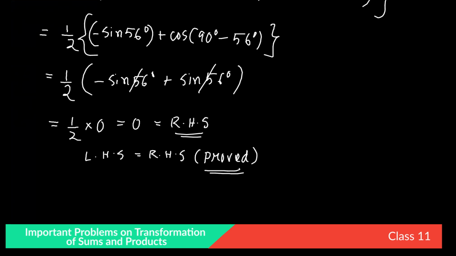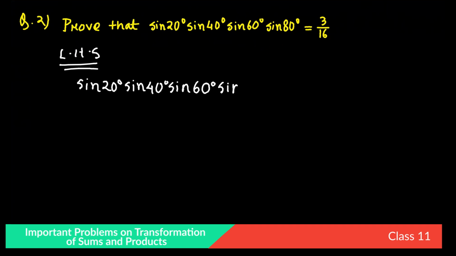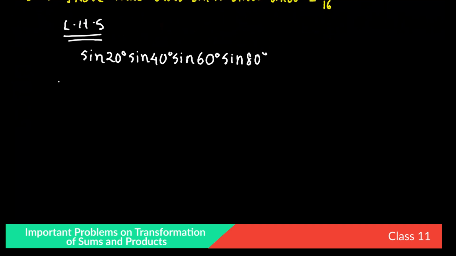Okay, now we move on to the next question. It is said that prove that sine 20 degree, sine 40 degree, sine 60 degree into sine 80 degree is equal to 3 by 16. So we take the LHS: sine 20, sine 40, sine 60 and sine 80. Now we already know that the value of sine 60 is root 3 by 2. So we can directly put the value.